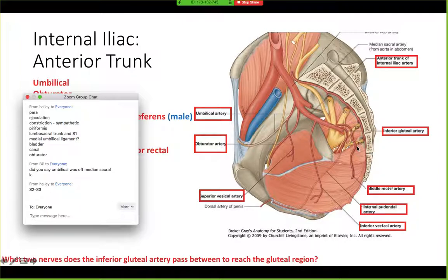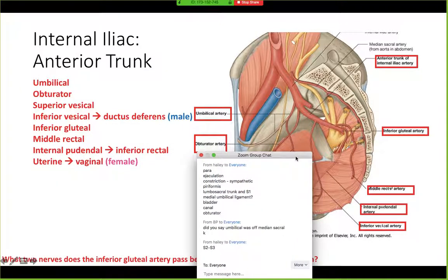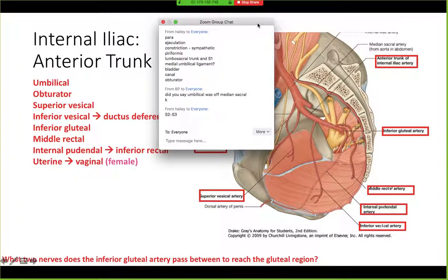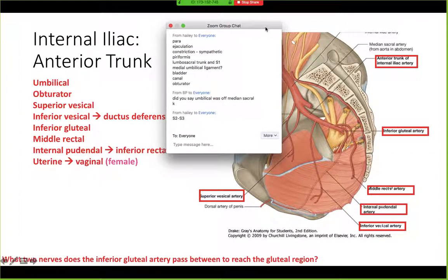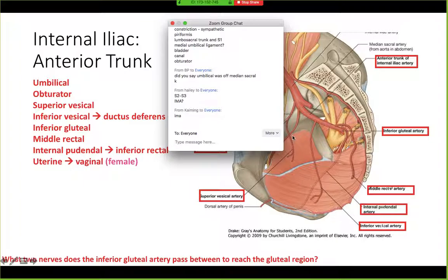So middle rectal is off of the anterior trunk of the internal iliac. Where is superior rectal coming from? Think back to yesterday. So middle rectal artery, where did superior rectal artery come from? What was it a branch of? Right, correct, IMA. Okay, so superior, middle.